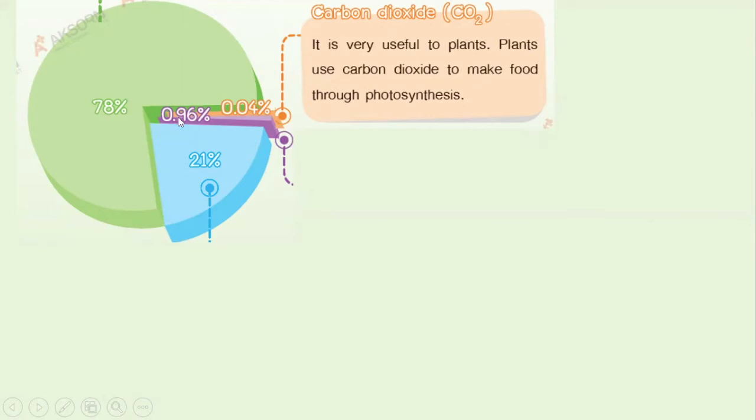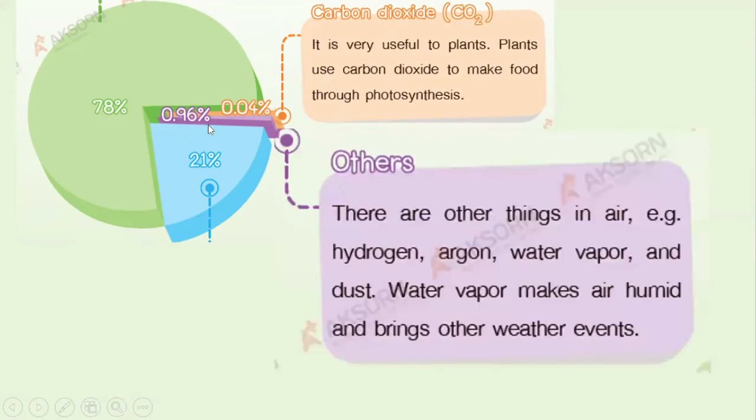What next? Almost 1%, 0.96% is other gases, okay? There are other things in the air. For example, hydrogen, argon, water vapor, and dust. Water vapor makes air humid and brings other weather events, all right?